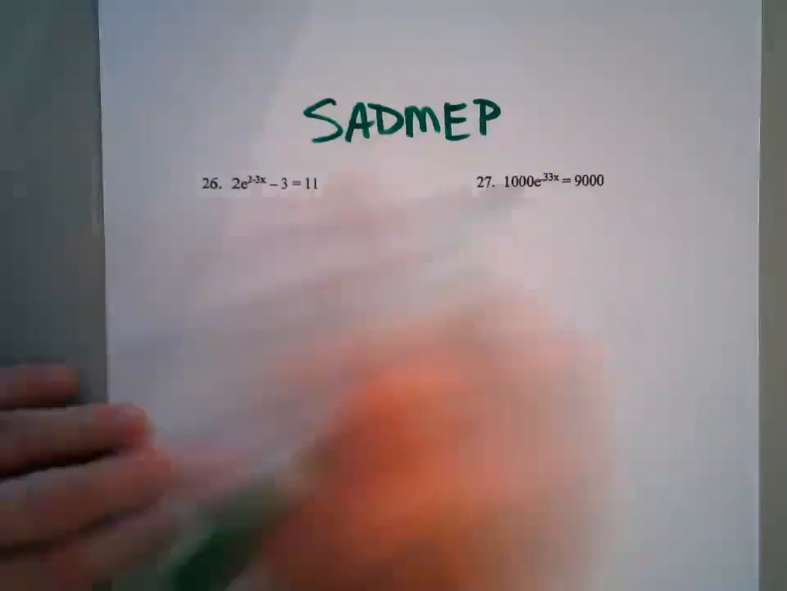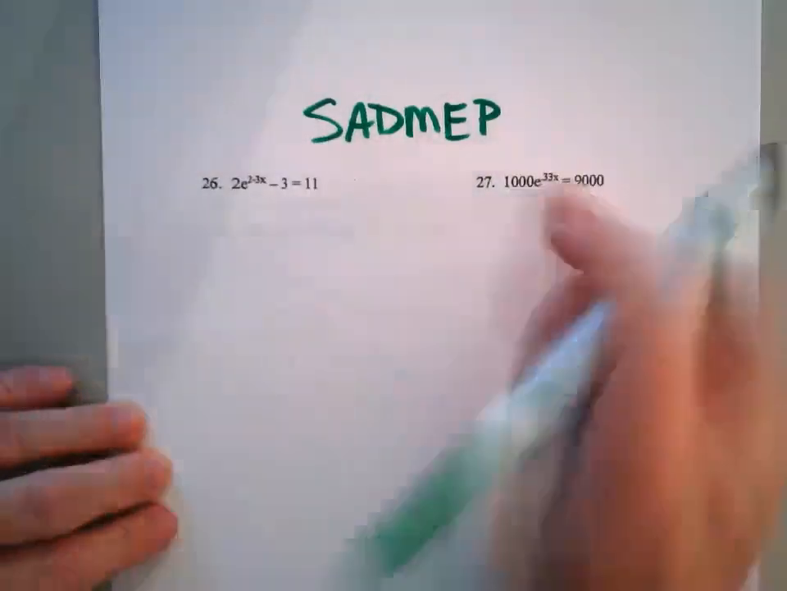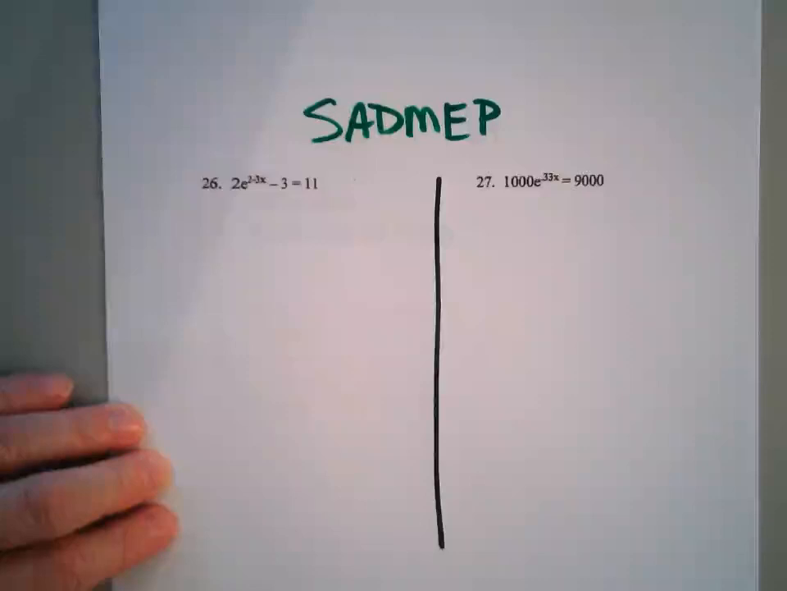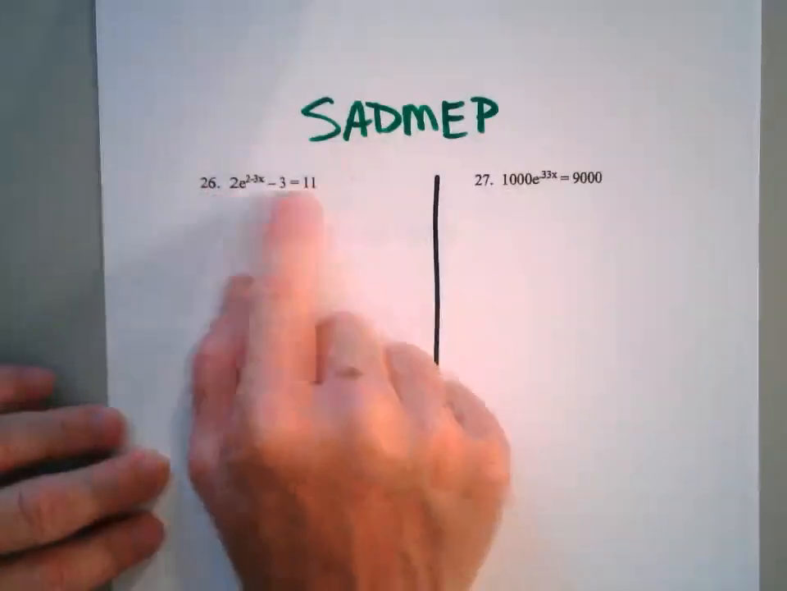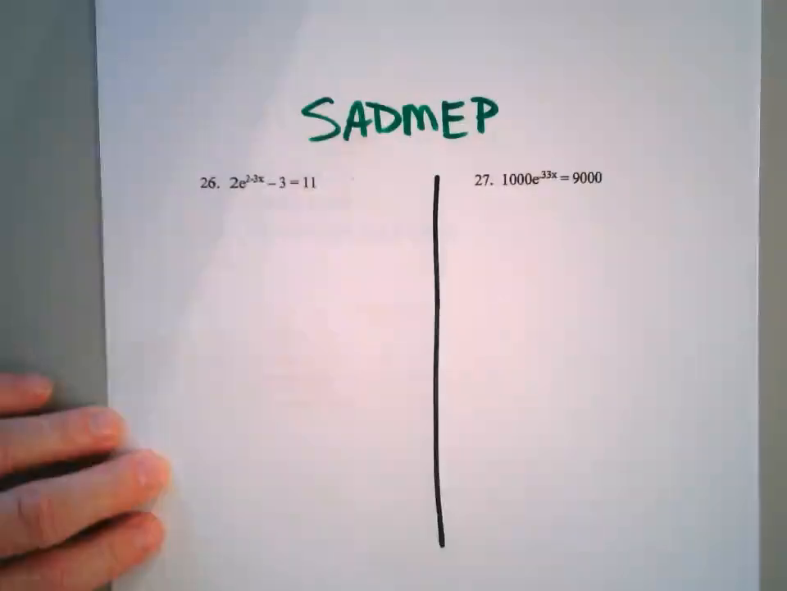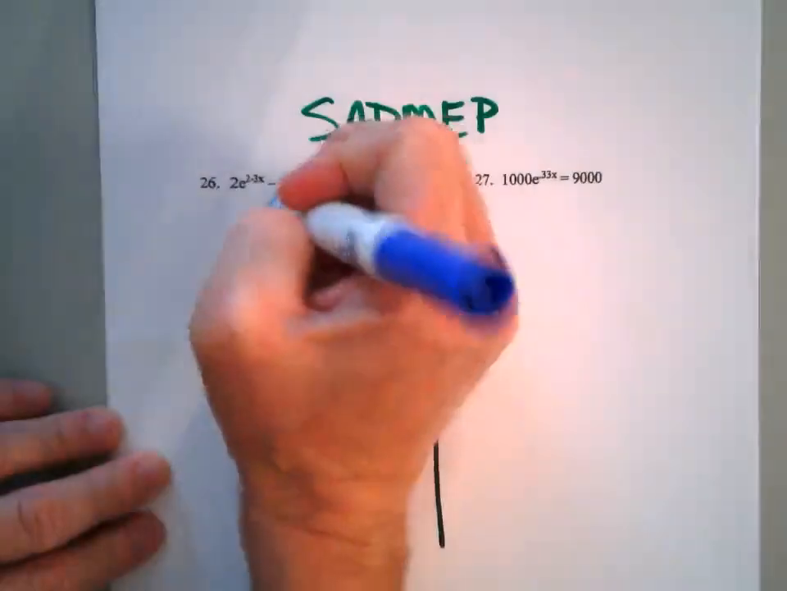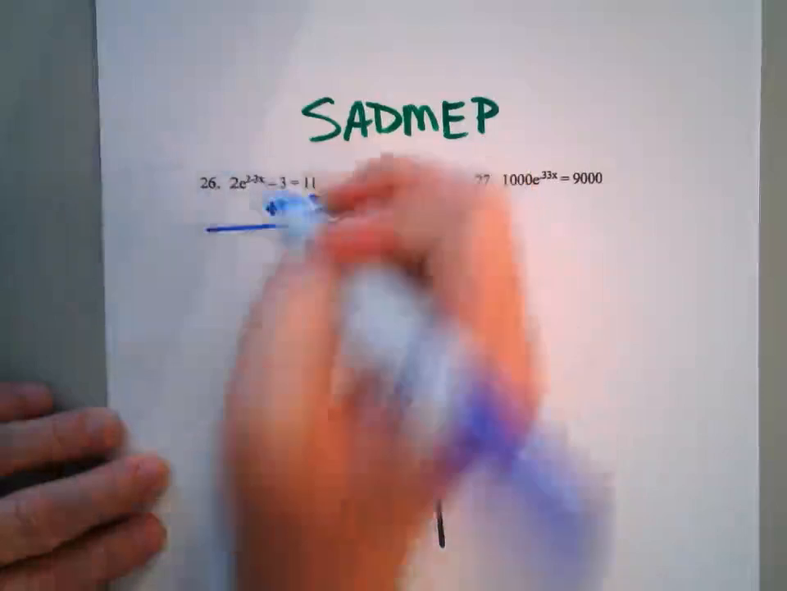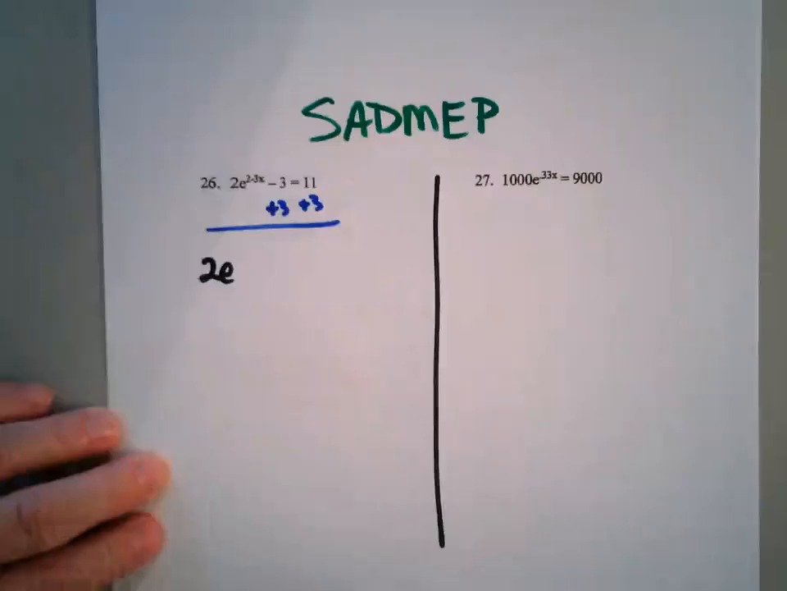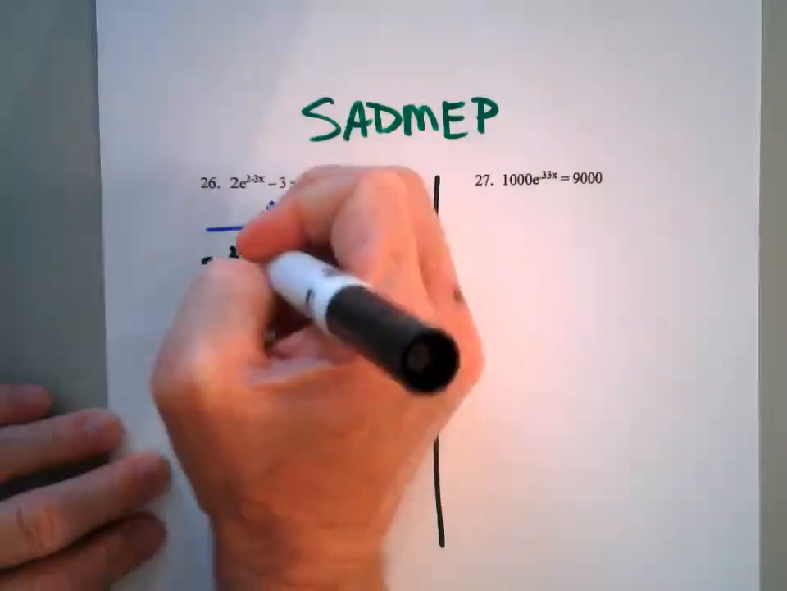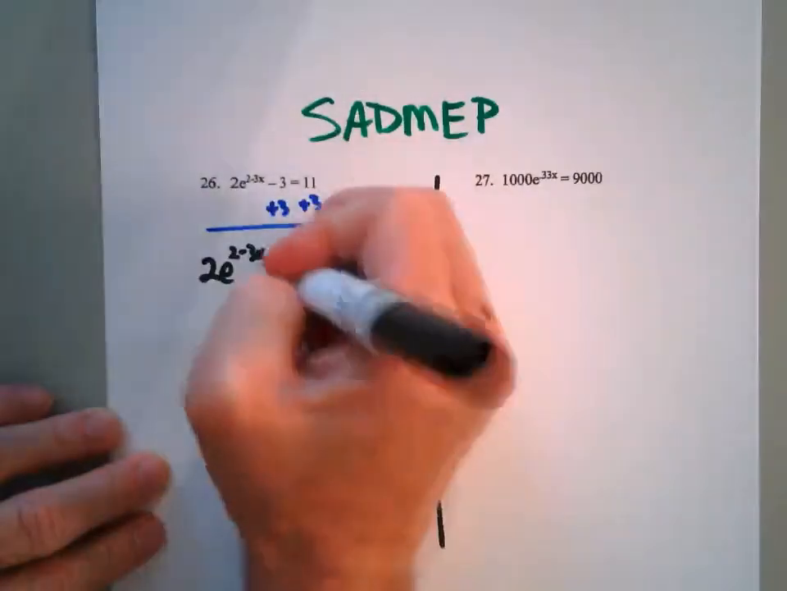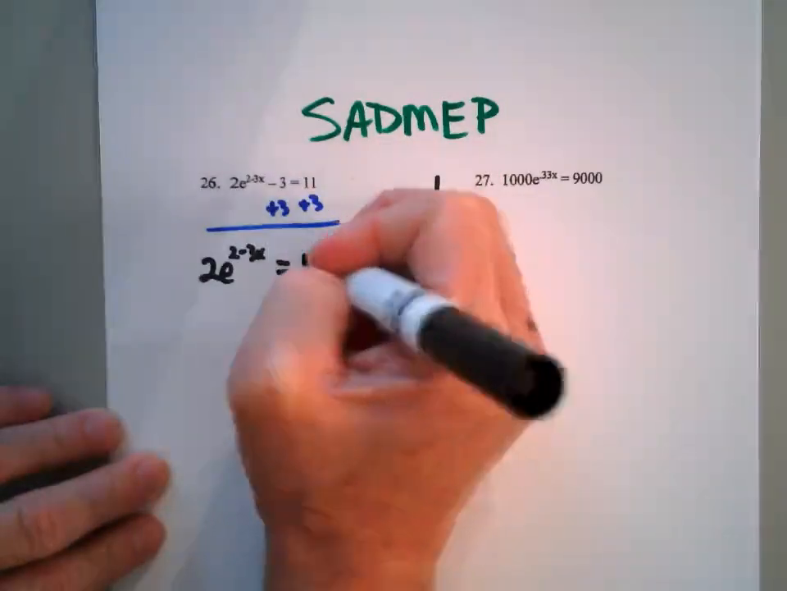All right, so now we're back to SADMAP, where we've got a bunch of different stuff on each side of the equation. And you just look at this. Is there any addition, subtraction we can do? Yes, the 3. We can add the 3 to both sides. 2e, which is multiplication, to the 2 minus 3x, which is an exponent. That's going to equal 11 plus 3, 14.